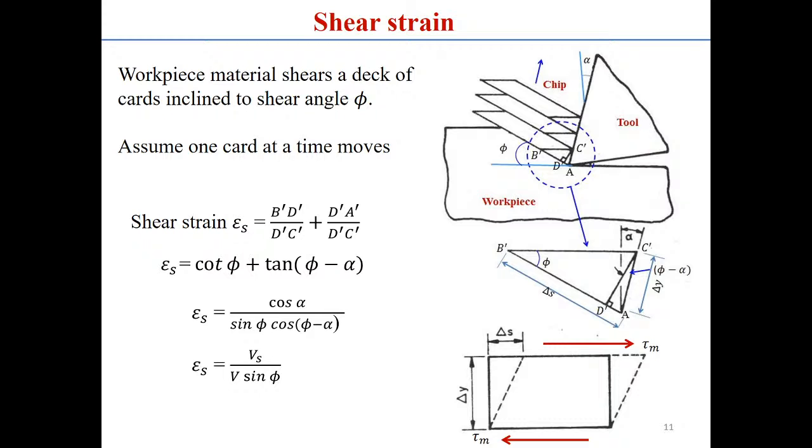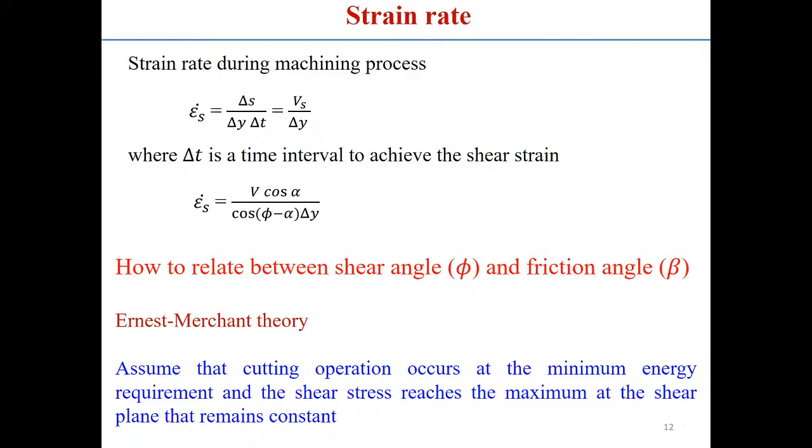This can also be represented in terms of Vs by V, and that relation exists because in the previous slide we showed the chip thickness ratio and the ratio of the different velocity components. From there we find the other relation also. So these are the shear strain calculations.